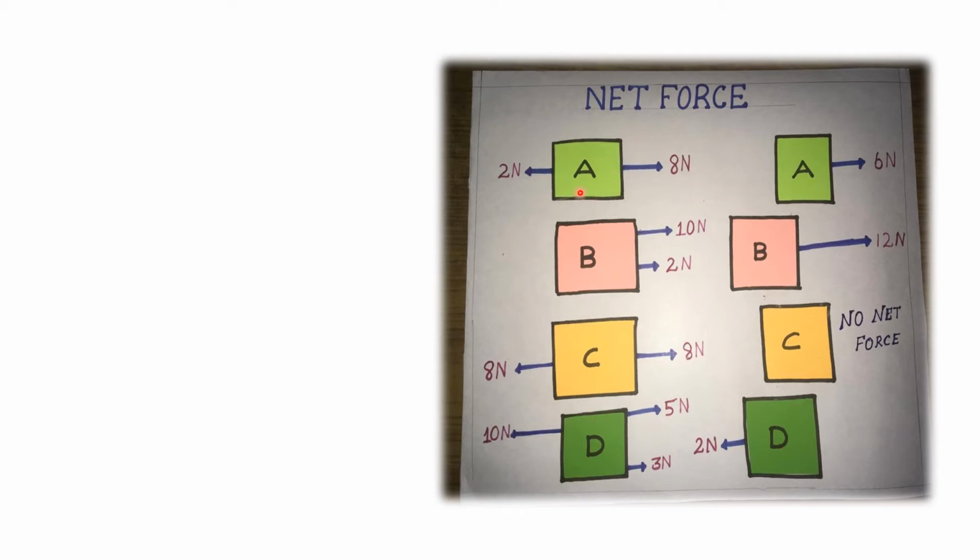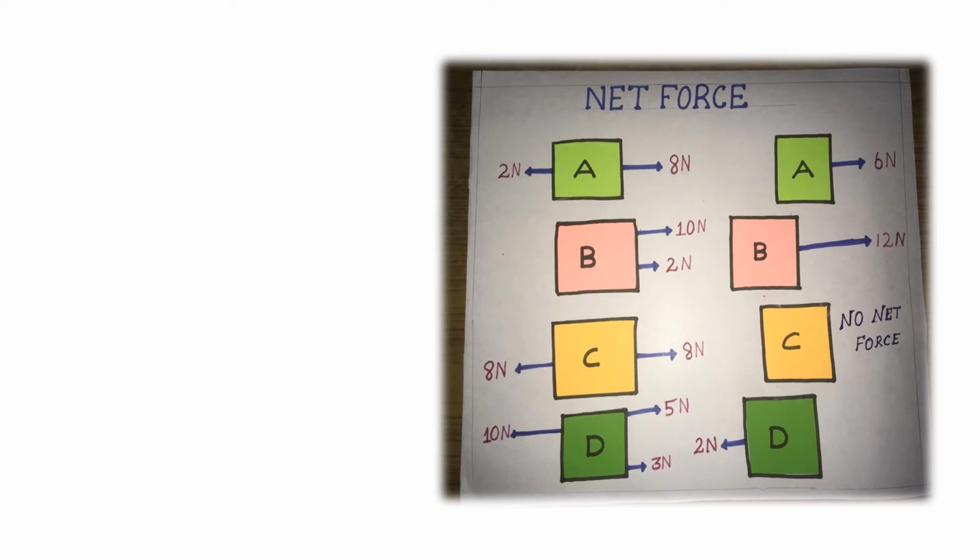As you can see in this object A, towards your right side the force applied is 8 Newton, and towards the left side the force applied is 2 Newton. So only towards the right side it has greater force, so the object will automatically move towards your right side. But how are we supposed to calculate the net force acting on A? Let me explain it to you.